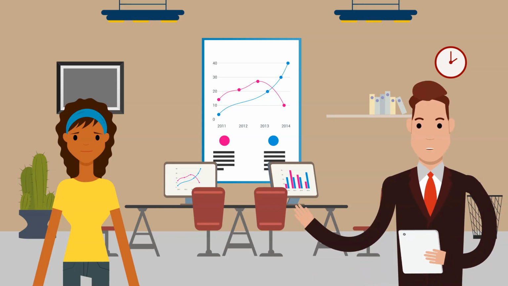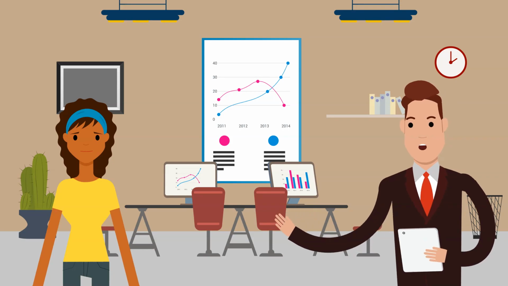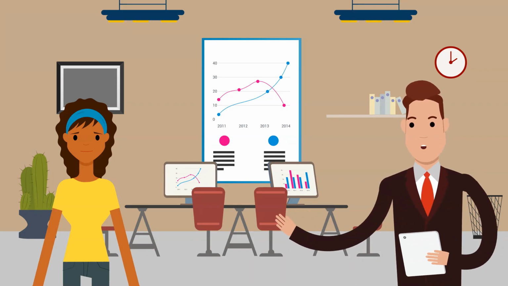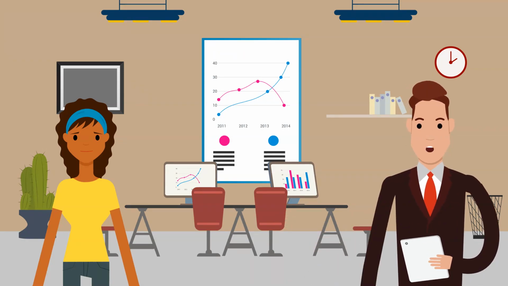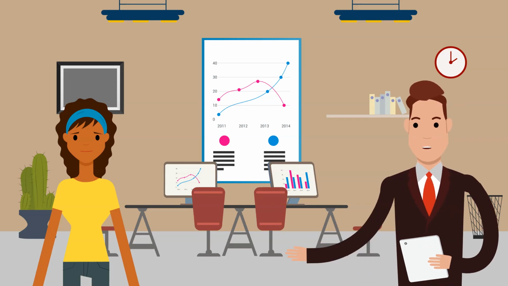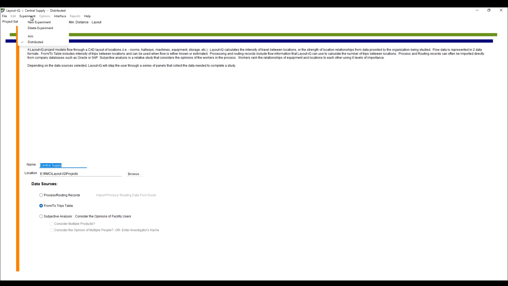Continuing on to feature 8. Layout IQ has an experimentation feature that allows users to create and score multiple layout alternatives and compare them to each other quickly and easily to find the best one. I will demonstrate this feature on a project whose goal was to determine the best way to store supplies on a nursing unit. Notice I have already created 2 scenarios in this project. Let's look at the central supply experiment first.